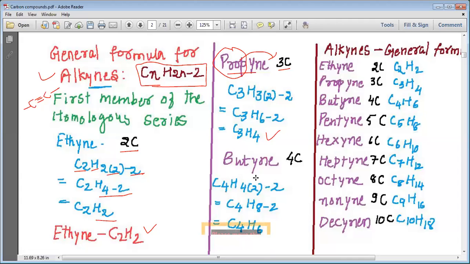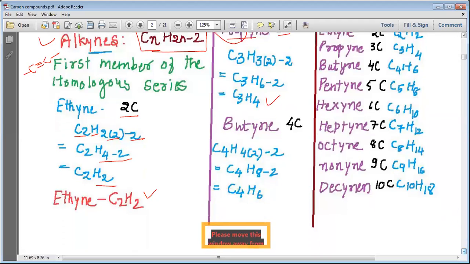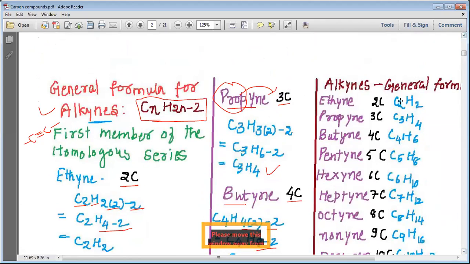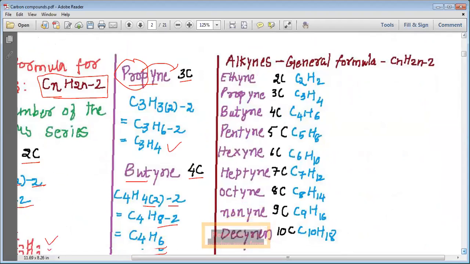Same way for 4 carbon, my dear students, we can write butyne. So but represents the 4 carbon. So C4, H 4 into 2 minus 2, that is 8 minus 2, and we can write for butyne C4H6. Same way, my dear students, for all the alkynes, we can write their homologous series and understand them.